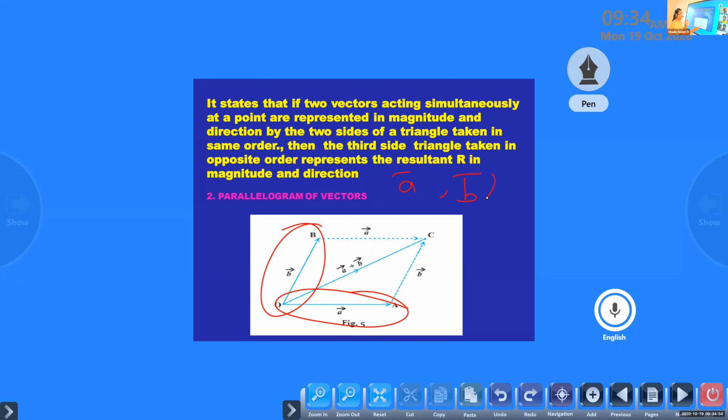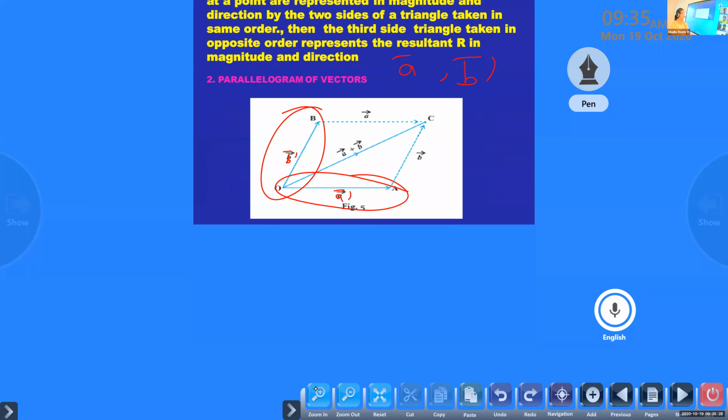So if you look at this, this is a parallelogram. This vector B and this vector A are the adjacent sides of a parallelogram. Then the diagonal of that parallelogram will give you the resultant vector. I repeat, if any two vectors are the adjacent sides of a parallelogram, the diagonal of that parallelogram will be the resultant vector, which is the answer after vector addition.